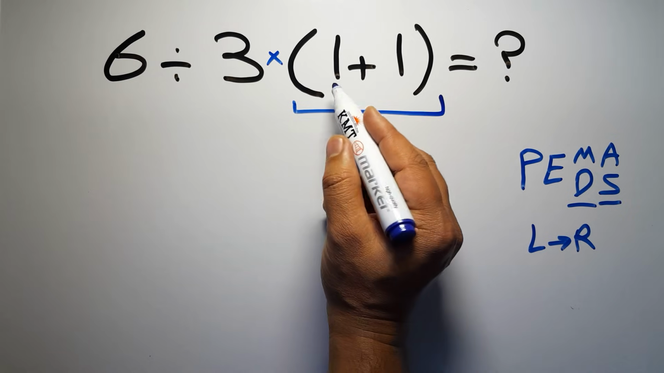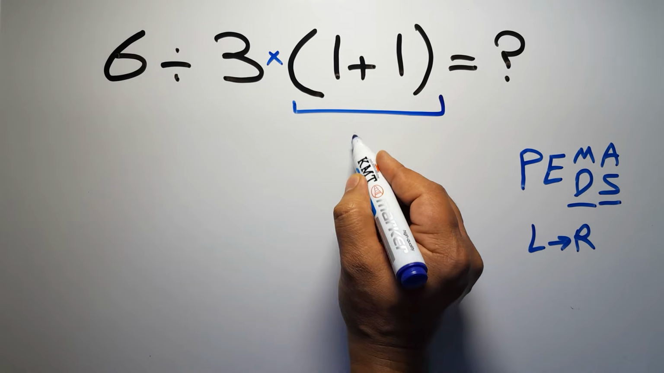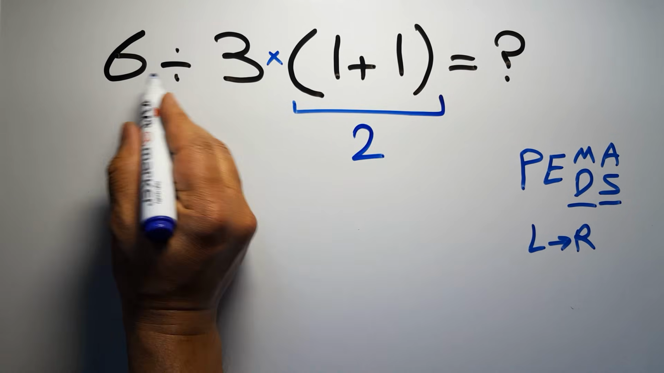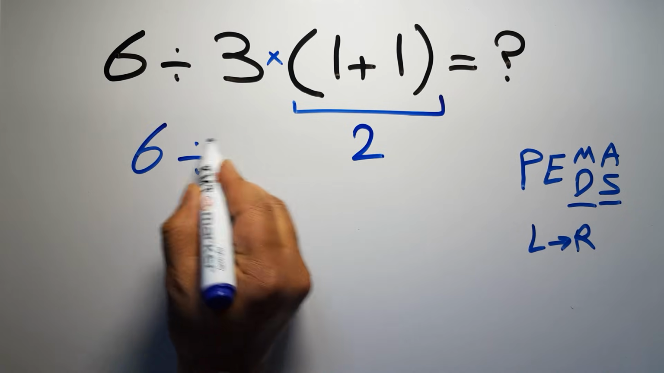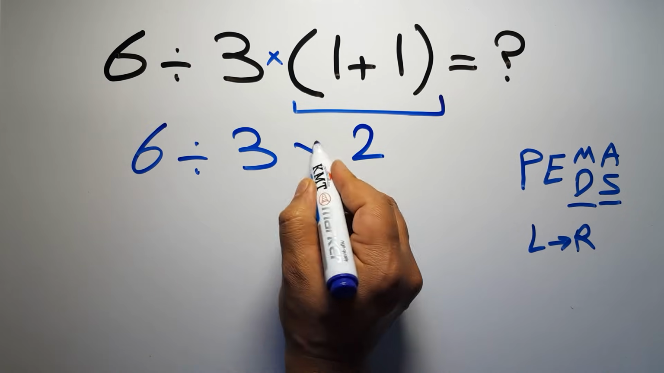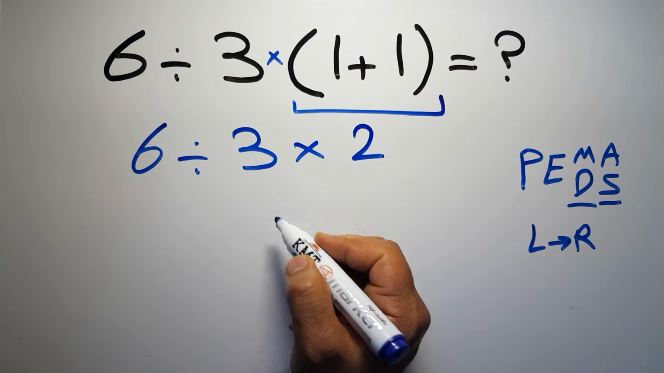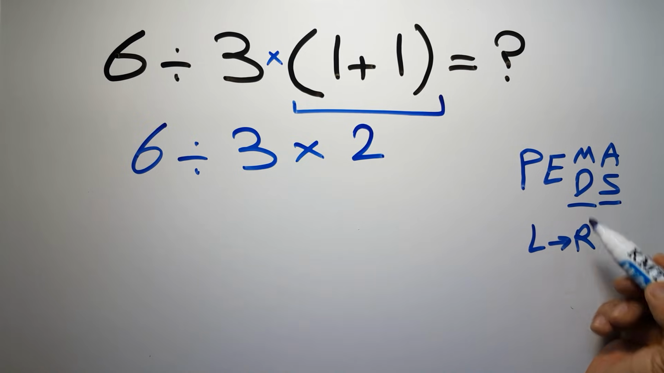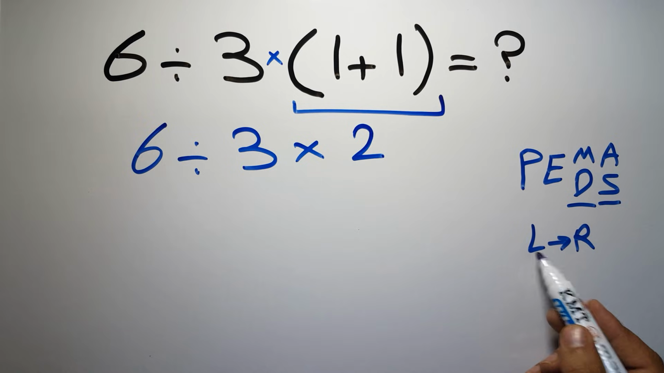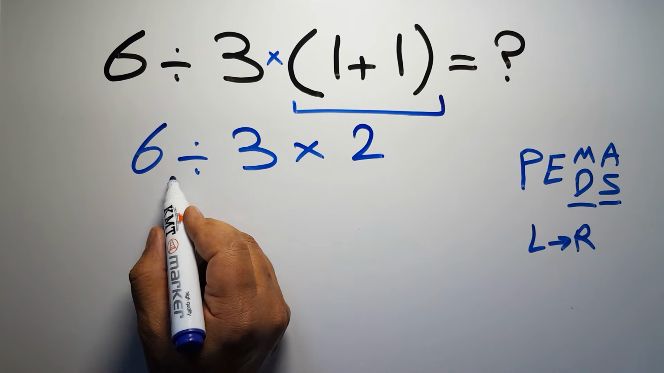Inside this parentheses we have 1 plus 1, which equals 2. So 6 divided by 3, then times 2. Now we have one division and one multiplication. As I said, multiplication and division have equal priority and we have to work from left to right. So here first we have to do this division.